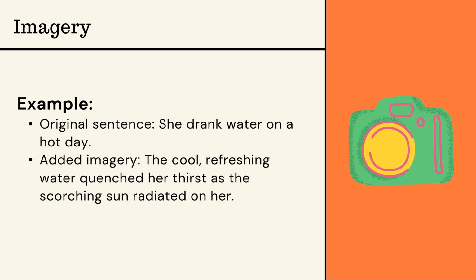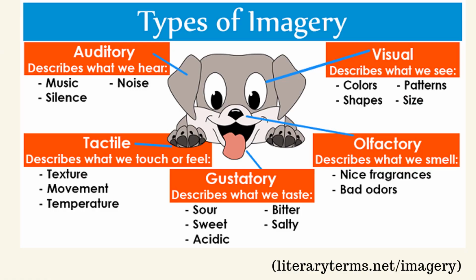So, the types of imagery: we have auditory, visual, tactile, gustatory, and olfactory. Each of these appeals to our senses: auditory appeals to our sense of hearing, visual appeals to our sense of sight, tactile appeals to our sense of touch, olfactory to our sense of smell, and gustatory to our sense of taste.